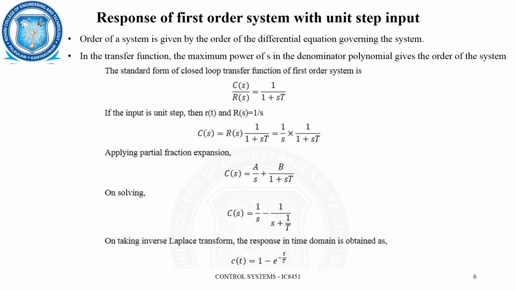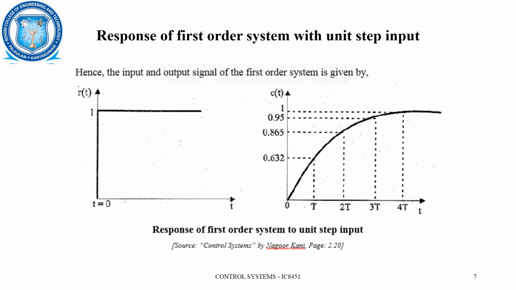So automatically, since this is decreasing, C of t will be an increasing one, because 1 minus a decreasing value will increase the value. So if we are giving a step input to a first order system, then obviously the system will provide an exponential output which is increasing, and it will reach the set point value. This is the time response of a first order system with unit step input.